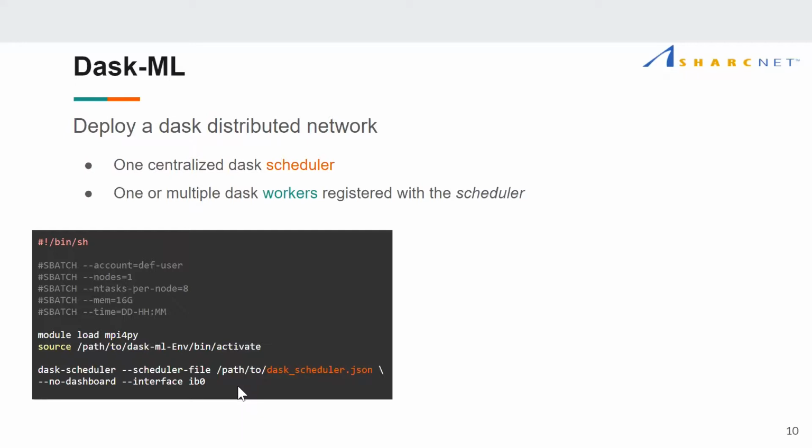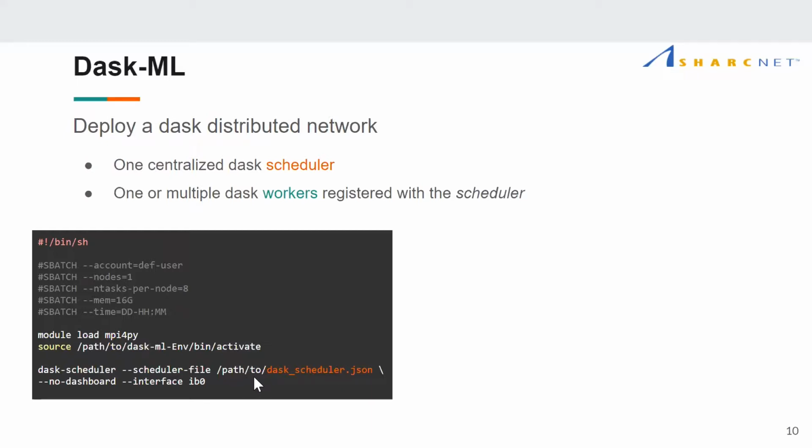When starting a Dask scheduler, by default it will also fork another process to run a dashboard. On the cluster, you can turn off the dashboard with the option --no-dashboard. Since the InfiniBand network interface is available on the cluster, which is faster than the default Gigabit Ethernet interface for network communication, you can use --interface and give the value ib0. That's for using the InfiniBand network.